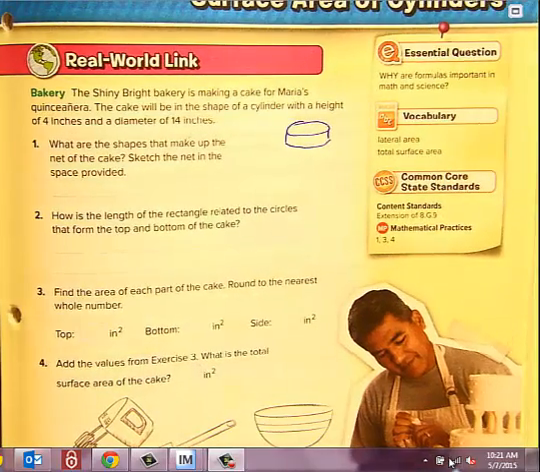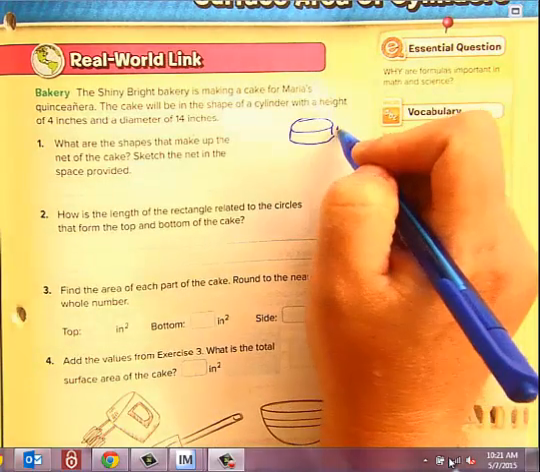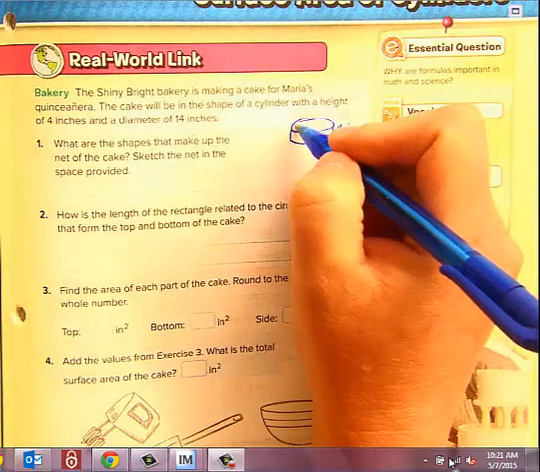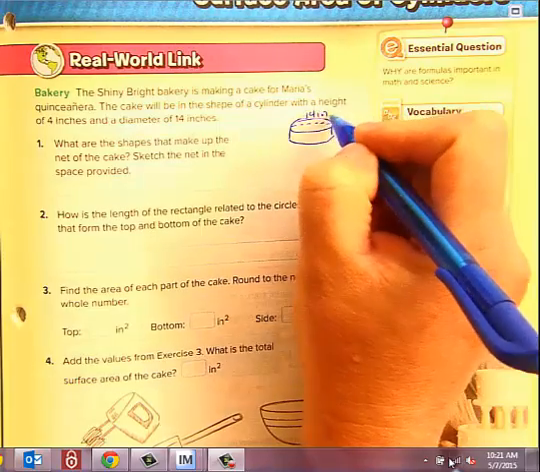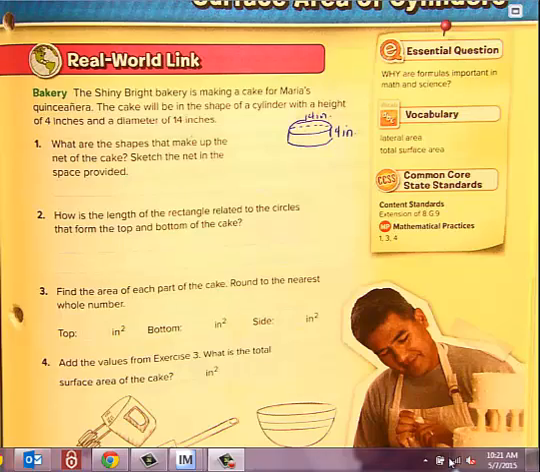And what it's saying is that the cake will be in the shape of a cylinder with a height of 4 inches, so this part will be 4 inches, and a diameter of 14 inches. So all the way across this circle is going to be 14 inches. Okay? And it says, what are the shapes that make up the cake?